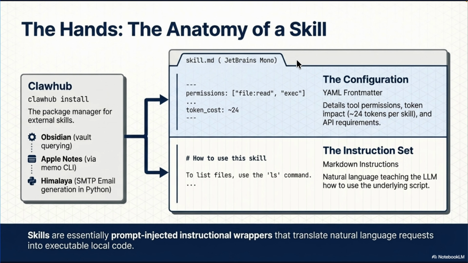So you have skill.md, edited in something like a JetBrains Nano. You have permissions: read and execute. You have a token cost of 24. The configuration is YAML front matter detailing tools, permissions, token impact, and API requirements. How do you use this skill? To list the files, use the ls command. The instruction set is in markdown, in natural language, teaching the LLM how to use the underlying script. Skills are essentially prompt-injected instructional wrappers that translate natural language requests into executable local code.